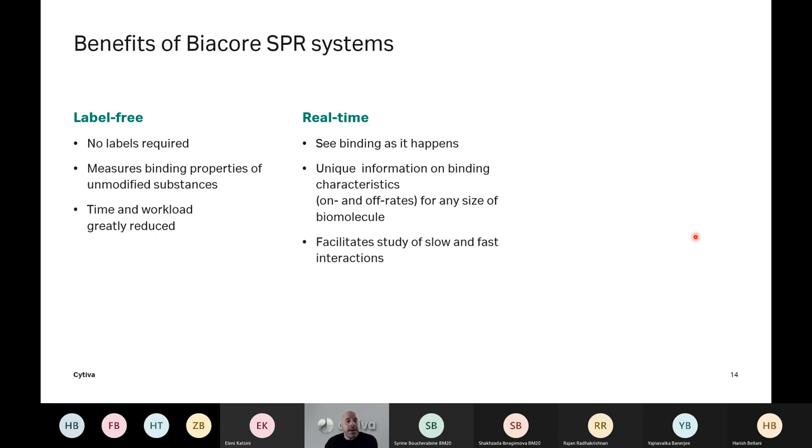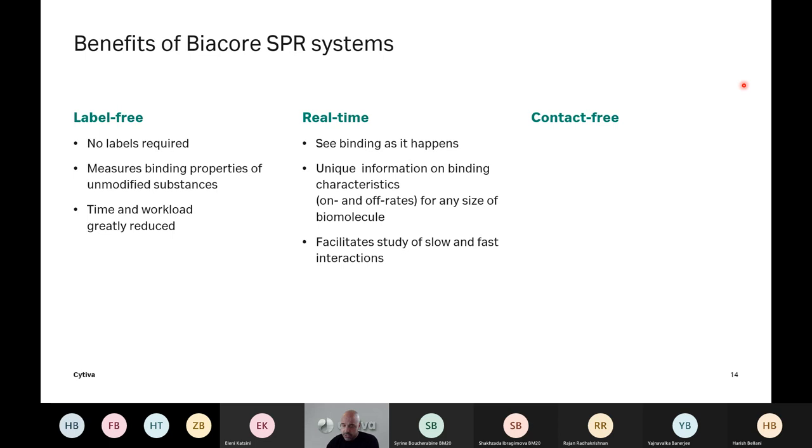Okay, the fact that we are monitoring the interactions in real time allows us to study even slow and fast interactions. Depending on the techniques and methodology that we use, we may lose this information. For example, think of ELISAs, in which we follow a series of incubation times and washing steps. Depending on the time that we leave the system for the incubation, we may lose some interactions that happen very slowly. And the other way around, in the washing steps, we may lose molecules that dissociate very quickly, okay?